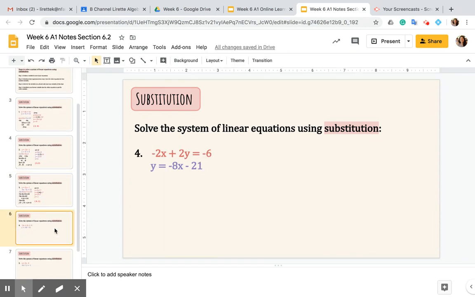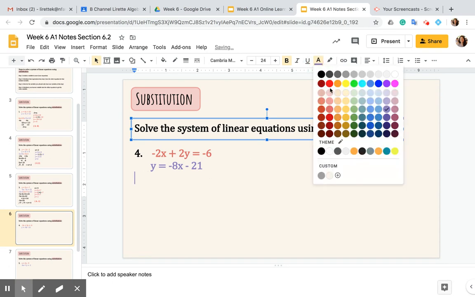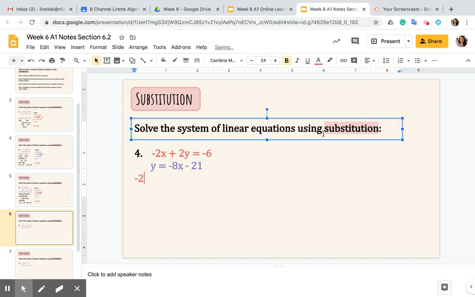Okay, let's try another one. Number 4, -2x plus 2y equals 6, so nothing isolated here, but in equation 2, my y is isolated, so I got lucky again. So I can take this expression that y is equal to and substitute it for the y in the top equation. So I'm going to just start by typing that first equation, because I'm going to have to substitute into it.